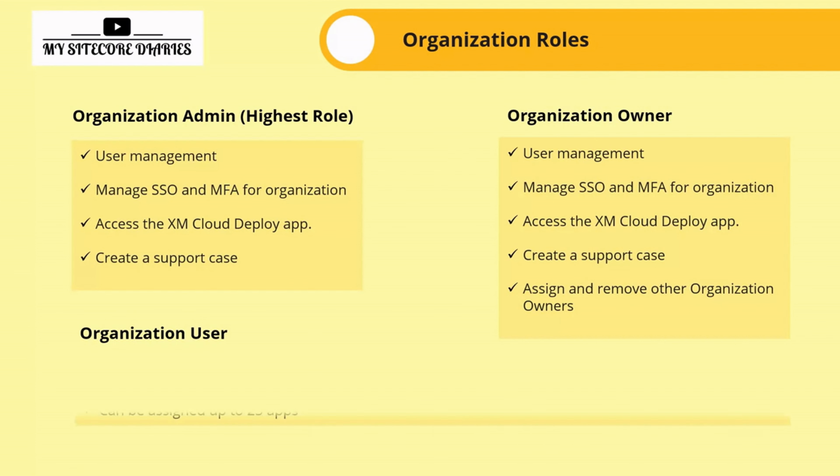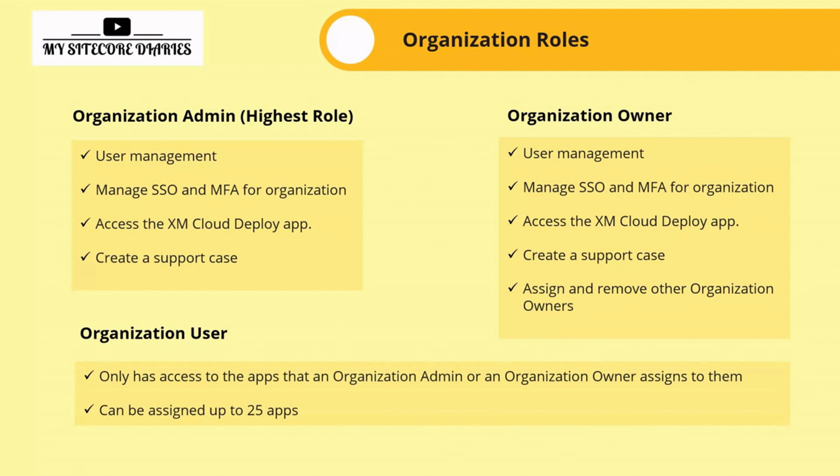And then third is the organization user. It has access to the apps that the organization admin or organization owner assigns to them. That can be different apps, like the XM Cloud app, Pages, Component Builder, etc., or maybe different composable integrations. The organization admin and organization owner can provide app access to the user. Up to 25 apps can be assigned to a user.